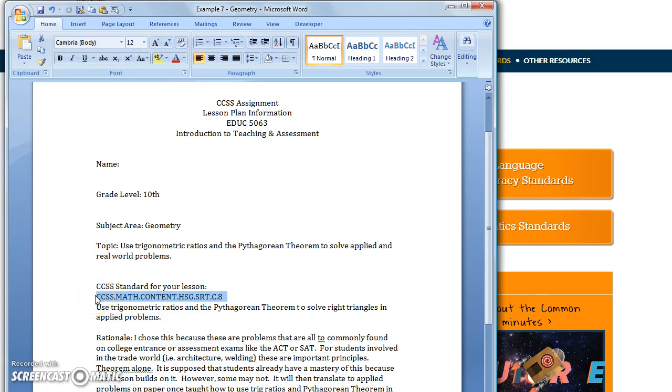The Common Core State Standards that they have chosen for this lesson. You can see here, this is the nomenclature, and in just a minute we'll pull up the standard and discuss what all of this means. Of course, CCSS is Common Core State Standards. This is math, content, and we'll talk about the rest of this once I pull up the standard.